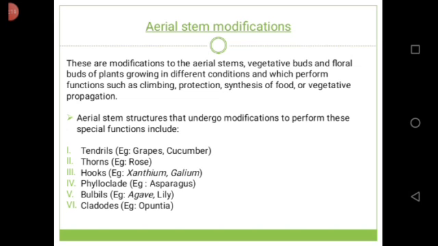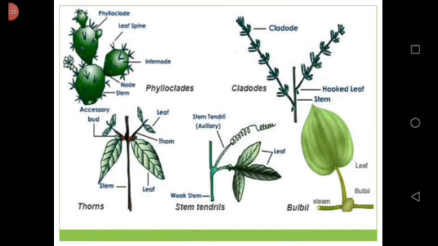Some aerial stem structures are written here, like tendrils, thorn, hook, phylloclade, bulbil, cladodes. These are some of the aerial stem modifications. You can see the picture on the next page. Phylloclade structure is there, cladode structure is there, thorns, stem tendrils and bulbils are there. These are some aerial stem modifications.